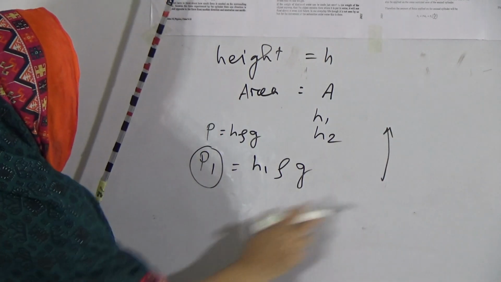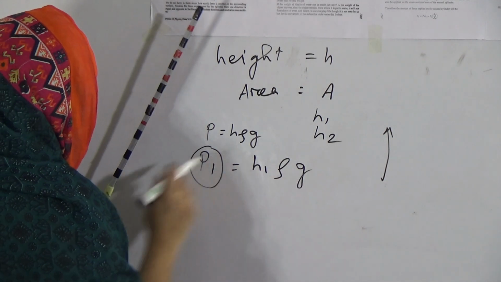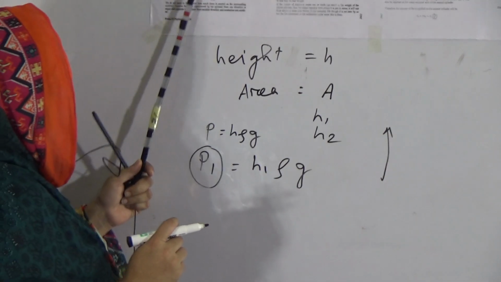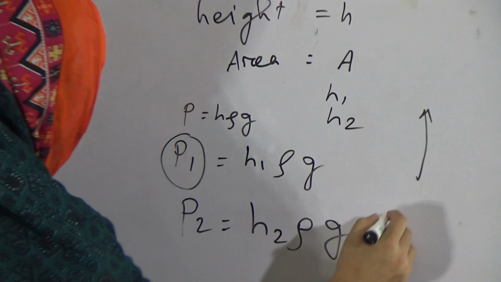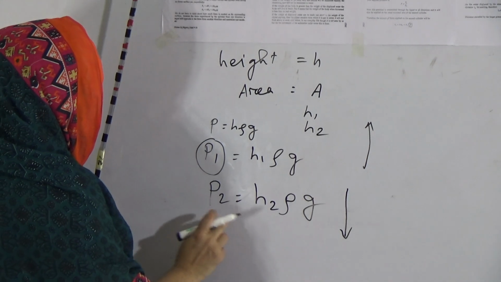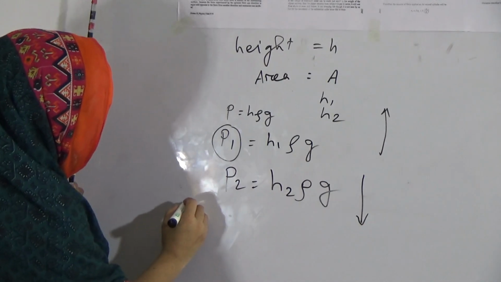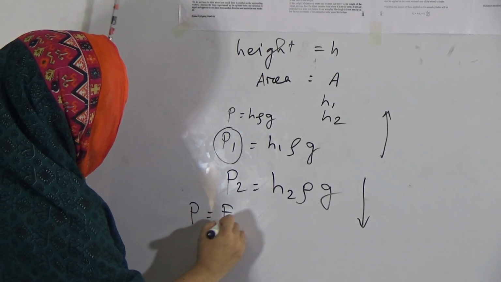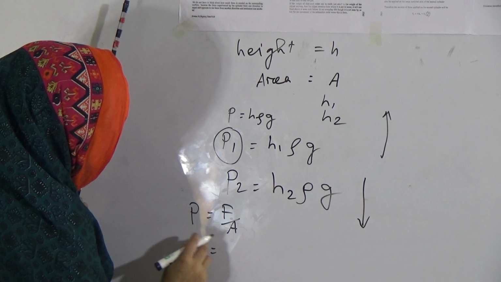So this pressure will be P1 equals h1 rho g, and the upward pressure acting on the lower surface will be P2 equals h2 rho g. Therefore, there is a downward force acting on the upper surface and an upward force acting on the lower surface respectively. From P equals F by A, we can write F equals PA.